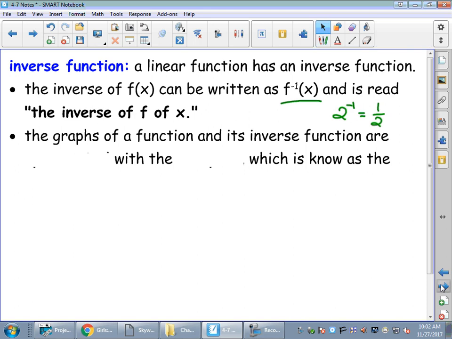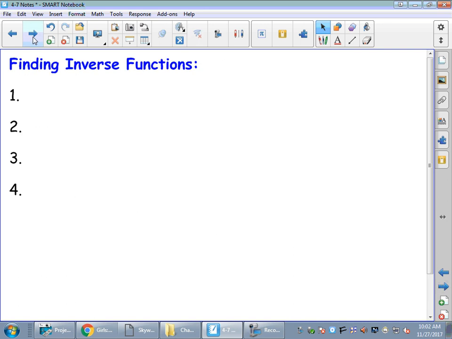Now, just because the original function is a function doesn't mean that the inverse will be a function. We just call that an inverse relation. And this is that whole symmetry I was just telling you about. The graphs of the function and its inverse are symmetrical with the line y equals x, which is known as the identity function.